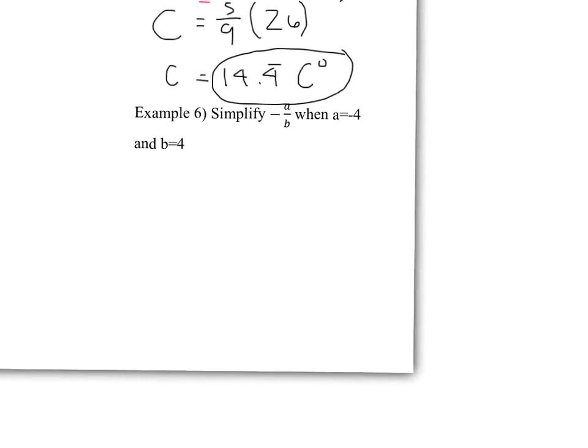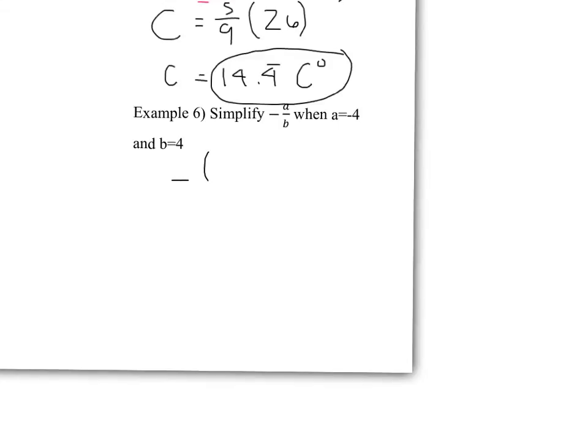One last example, and this one's very similar but without the square root symbol. It says simplify -a over b when a equals -4 and b equals 4. So again, we're going to have our negative parenthesis over parenthesis. I'm going to put -4 in for a and 4 in for b. Remember, it's kind of like you have these big imaginary grouping symbols on the outside.